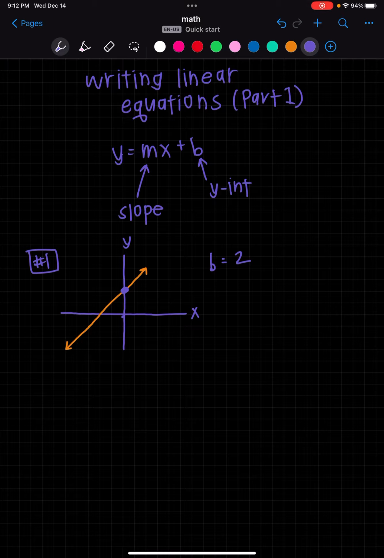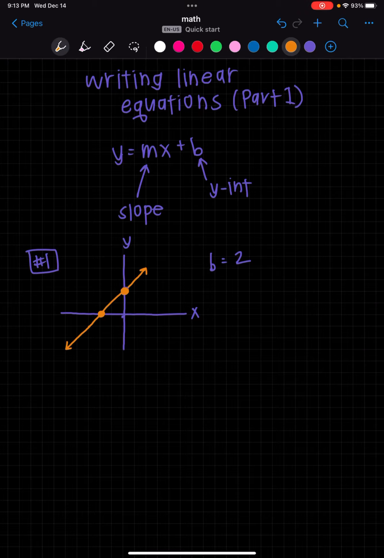Now, I want to find my slope. The easiest way to find a slope is to find 2 points where the line crosses the grid exactly. We know that it crosses the grid exactly right here at the y-intercept. We want to find one more place where it crosses those grid lines exactly, and right here looks like a pretty good option because it crosses the x-axis at -2.